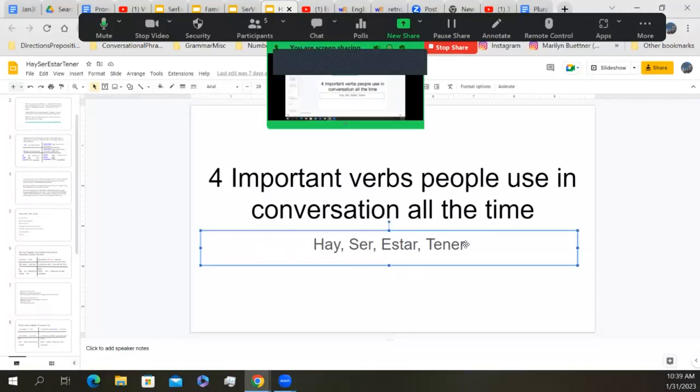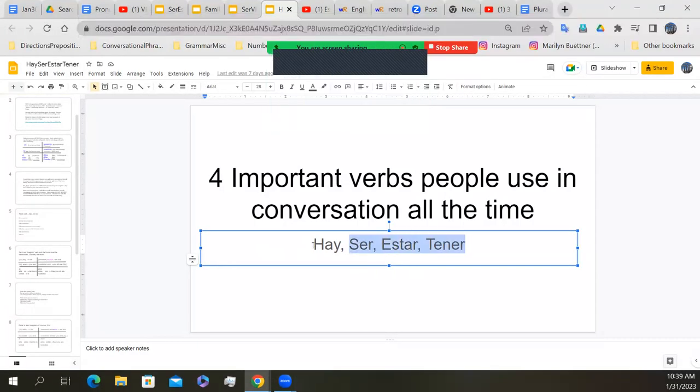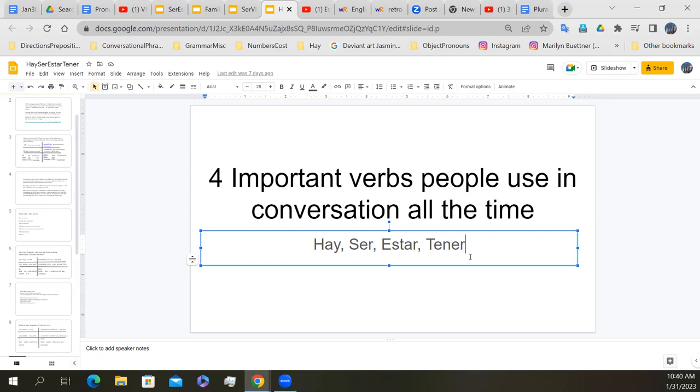This is going a little out of order for what you have in your book, but here are four super important verbs that will be important for you to get comfortable with soon, okay? And the four verbs are hay, and remember we don't pronounce the H, which means there is or there are, ser, which means to be, estar, which also means to be, but in a different set of circumstances, and tener, which means to have, or sometimes where we use to be, okay?